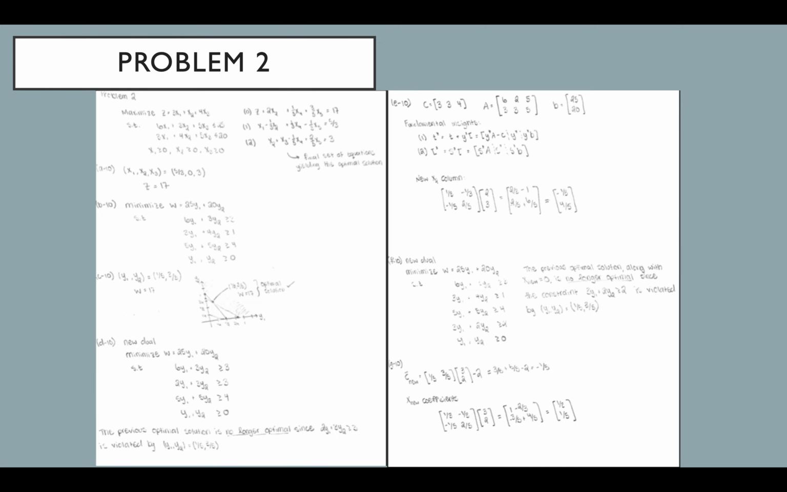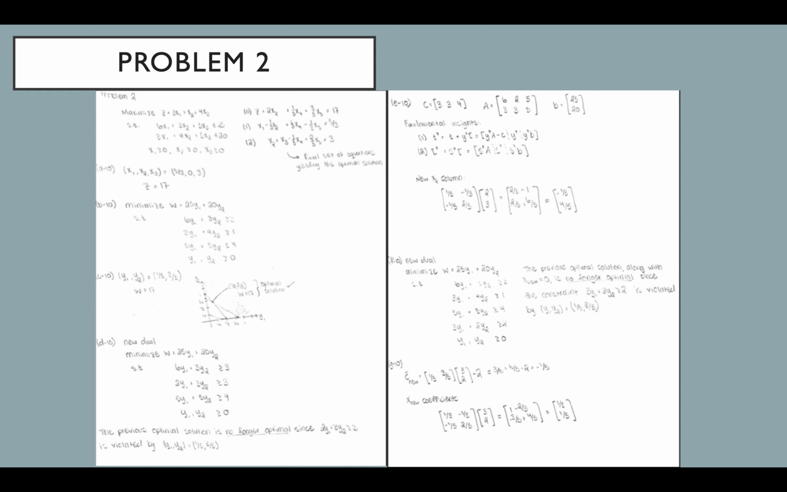So to start, we're going to look at problem 2. Problem 2 starts by providing us with a linear programming model along with the corresponding final set of equations yielding the optimal solution. Part A asks us to identify the optimal solution from the final set of equations. We find that the optimal solution is x1 equal to 5/3, x2 equal to 0, x3 equal to 3, with the z value of 17.